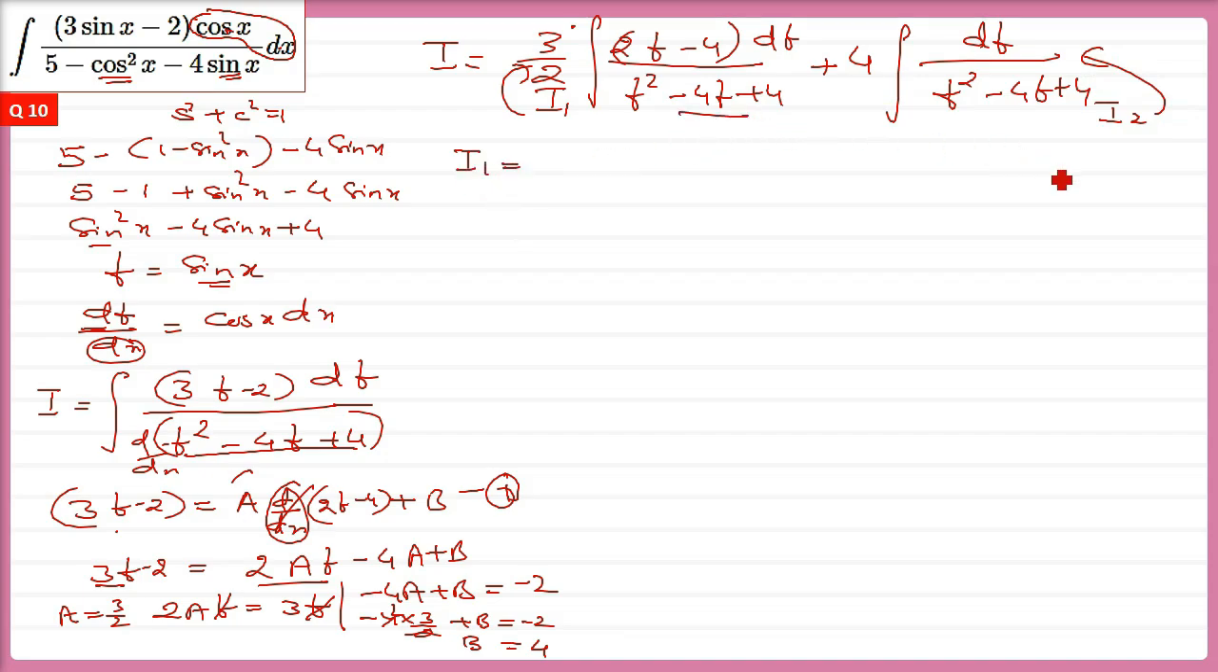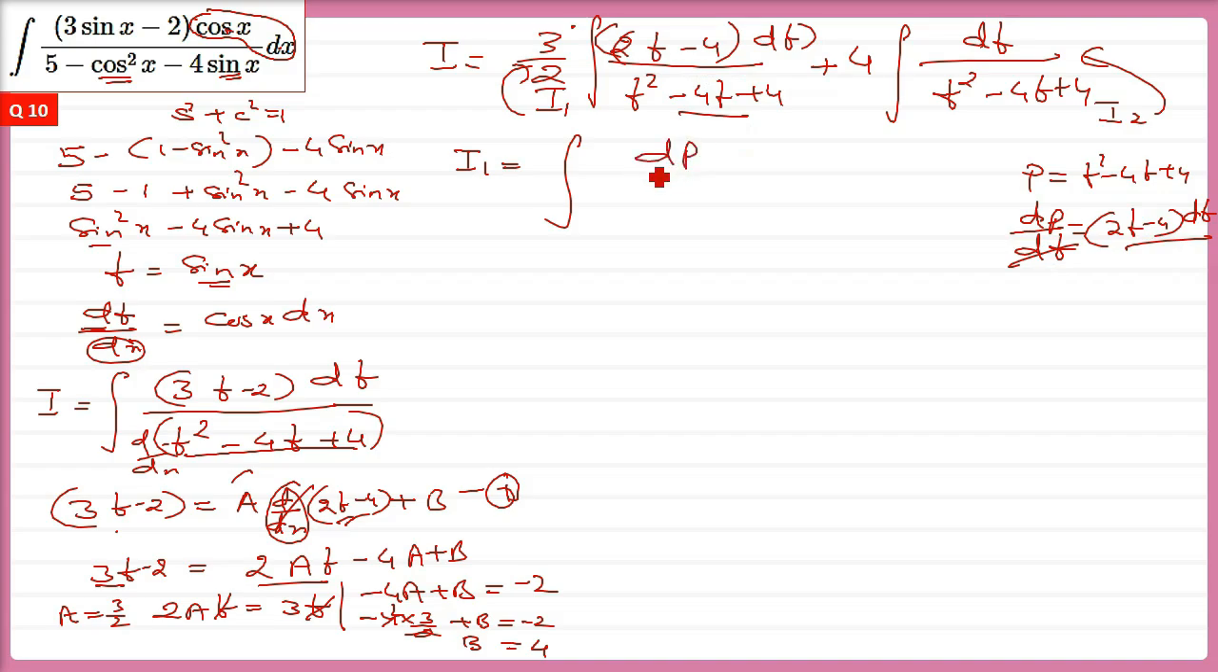I1 is, if you take this p, some p or u you can take, any letter. P equals to t square minus 4t plus 4. dp by dt, what will come? It's 2t minus 4 which has already been done. So dp will be equal to 2t minus 4 into dt. So this numerator 2t minus 4 into dt will become dp. A constant I'll deal later, 3 by 2, but this will be dp. Whole numerator will be dp. Denominator will be what? It's p.